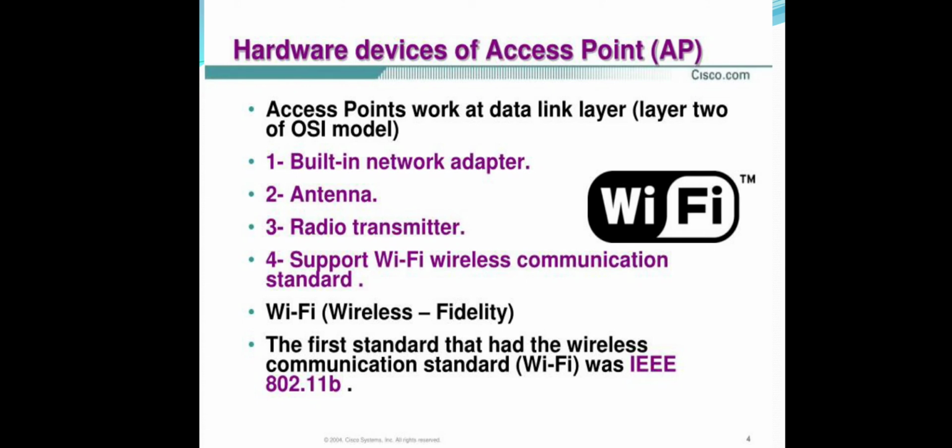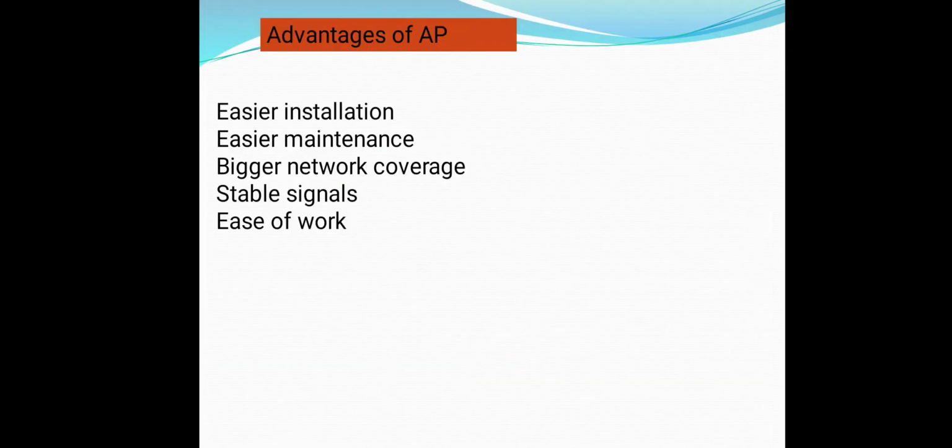Hardware devices required for APs or access points. First, access points work at data link layer. A built-in network adapter, antenna, radio transmitter and support for Wi-Fi wireless communication standards. And the first wireless communication standard was IEEE 802.11b. Now advantages of access points are easier installation, easier maintenance, bigger network coverage, stable signals, ease of work, and every access point has a range of up to 150 feet for home based APs.